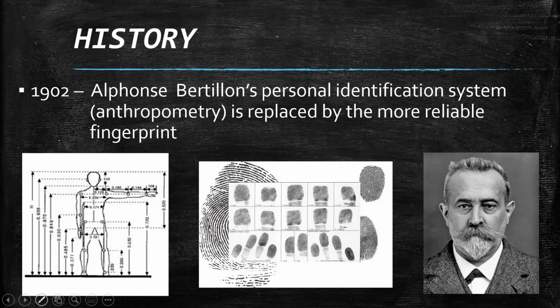So Bertillon's identification system was great, it's all they had to use, but fingerprinting came around and it was way more reliable, much easier, and more accurate.